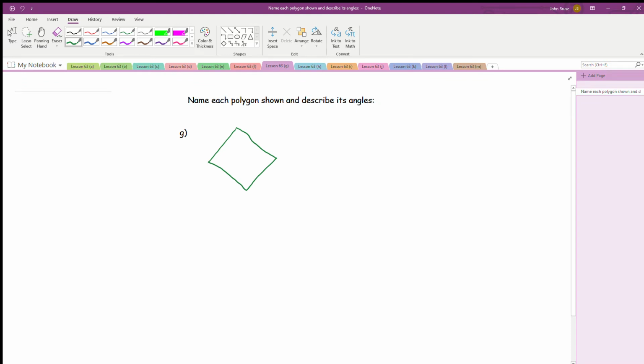G says, name each polygon shown and describe its angles. Okay, so our first polygon, let me make sure I'm on the right page here. Yep, we're still on page 407. So this has 4 sides. It would be a quadrilateral. Quad means 4 parts. That means it has 4 sides. And in the book, they look like they're all the same size.